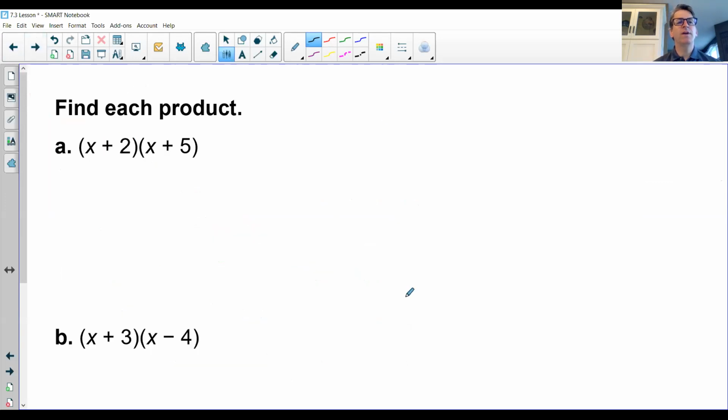Okay, so we've got this first one, x plus 2 quantity, x plus 5. So you have 2 binomials. You have x plus 2 as one binomial and x plus 5 as another binomial. The first thing we're going to do is multiply the first terms. The first terms would be x times x, or x squared.